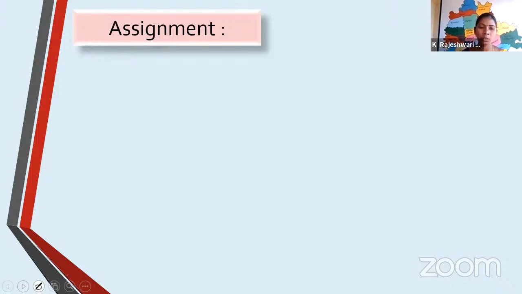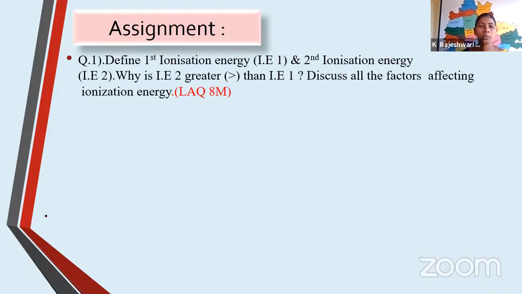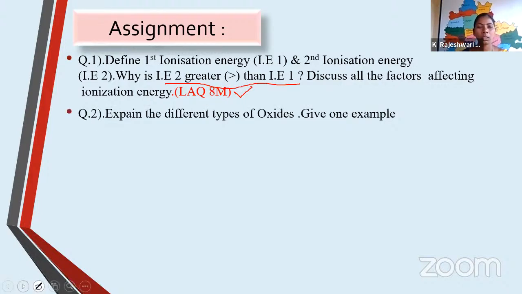This periodic classification. So from this chapter, let us see the expected important LAQs and SAQs. In the previous class, I gave you some SAQs and LAQs till where we had covered. In today's class, till the end of this chapter, the important LAQ is: define first ionization energy, IE1, and second ionization energy, IE2. Why is the second ionization energy greater than IE1? Discuss all the factors affecting ionization energy. Already I gave you these. Then next is: explain different types of oxides, giving one example each.